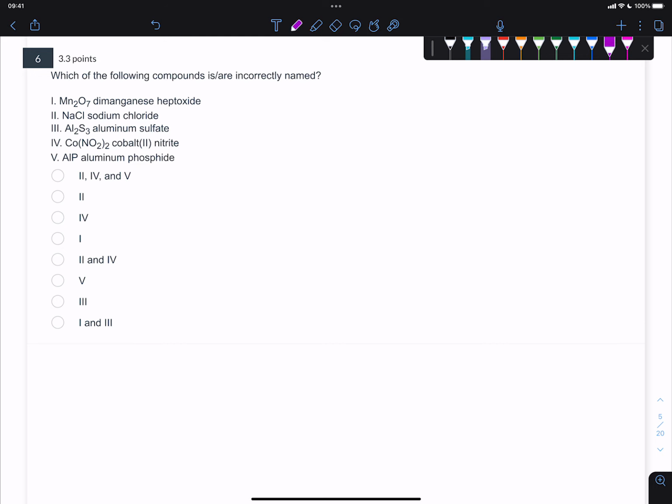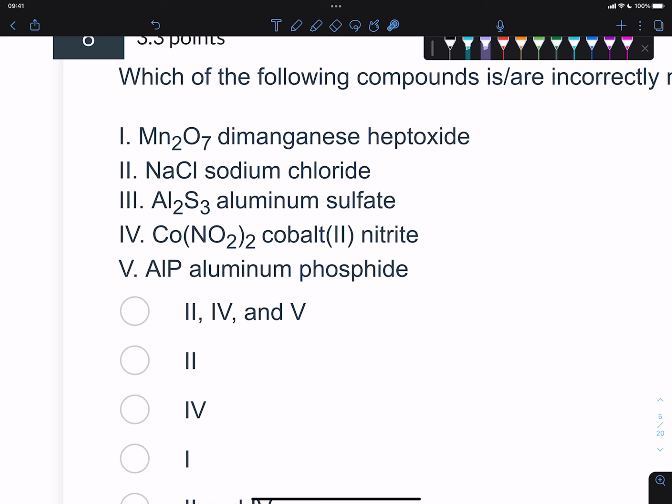In this problem, we're looking at the first one, the second one, we're looking at it one by one. Look at the first one. Dimanganese heptoxide. Is that the name for this formula? It is not. And the reason is this is ionic. So I'll actually write that here. This is an ionic compound. For ionic compounds, you are not permitted to use prefixes that are numeric. So you wouldn't say dimanganese heptoxide. You would just call it manganese 7 oxide because that would be the name of this ion. Because the name does not match the formula, you would definitely say that one is not correctly named.